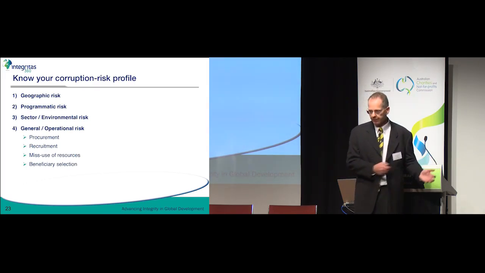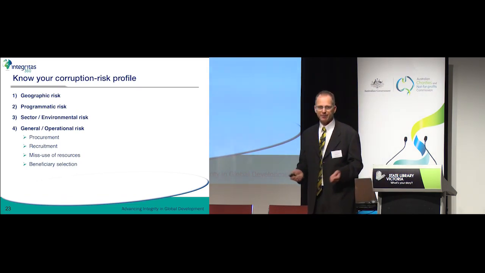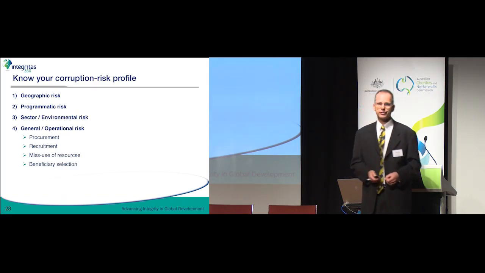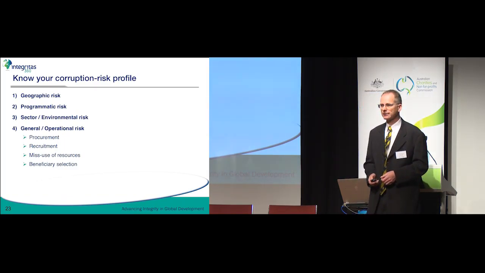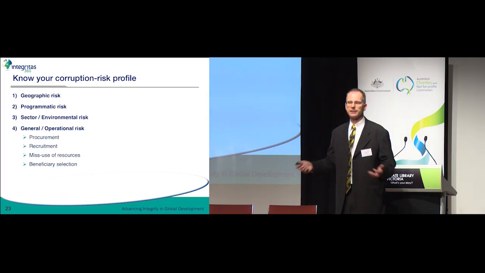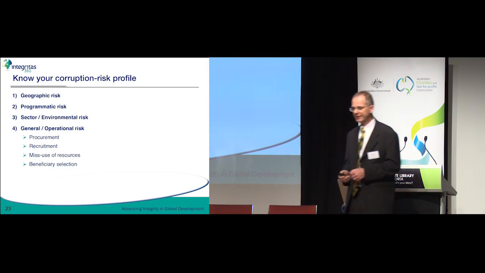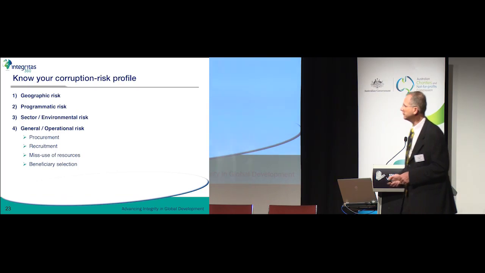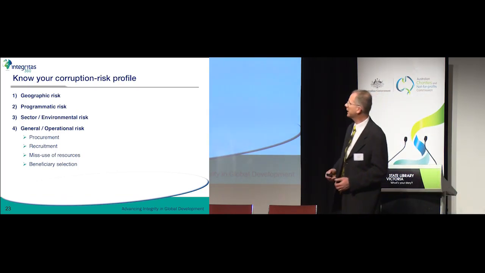If you look and you're dealing then with community-based programs, that's the second one. If you're then dealing with schools or medical facilities, that's very different than if you were, say, dealing in children's homes and orphanages. So again, understand the type of risks that are associated with the type of programs where you're sending your money to. Understand the sector and the environmental risk.